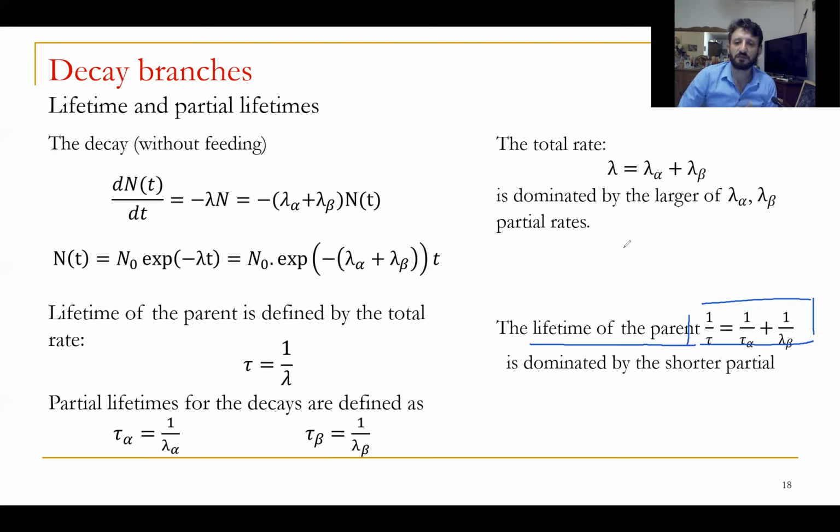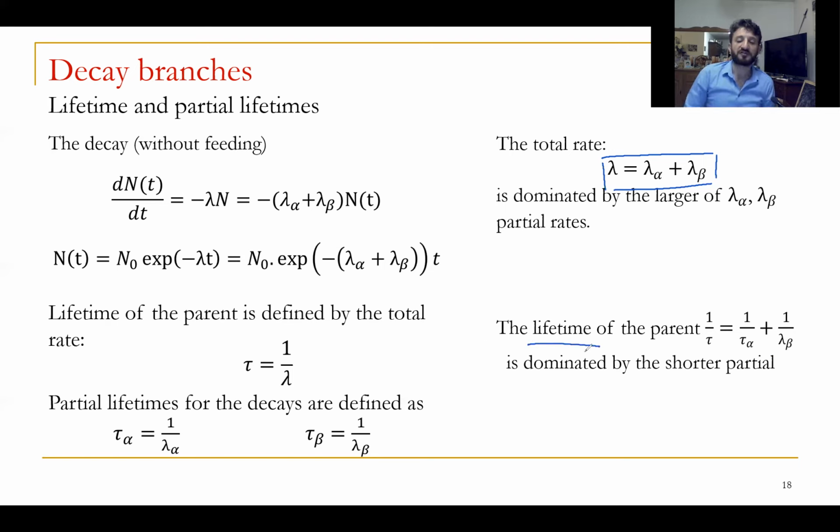Let me explain one point, the last point. If we have a summation like this of the total rate, the dominant one is the one which has the larger lambda. So the total rate is dominated by the larger lambda. If we have more probability of alpha decay, in this case lambda alpha dominates, and the same for beta.